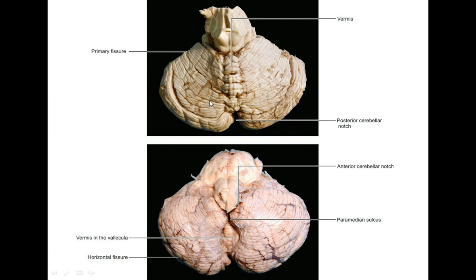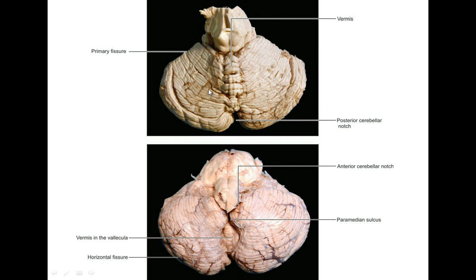On the superior surface, the vermis merges with the hemisphere. On the inferior surface, the two hemispheres are separated by a deep depression which is called the vallecula. The vermis lies in the depth of this depression. On each side, the vermis is separated from the corresponding cerebellar hemisphere by a paramedian sulcus.